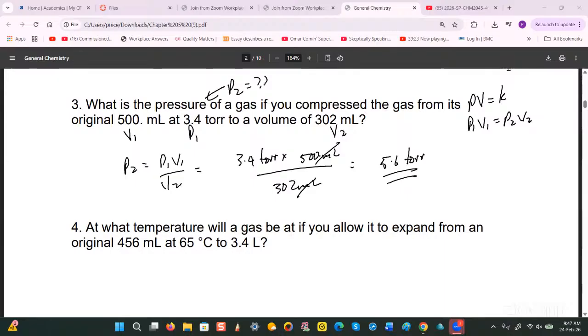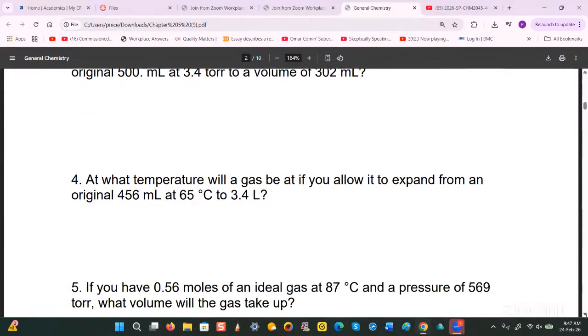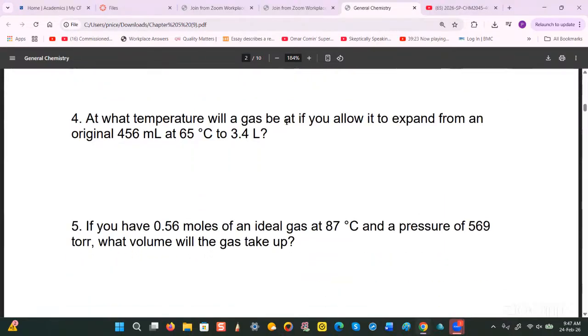And scroll down to number 4, which says, at what temperature will a gas be if you allow it to expand from an original 456 milliliters at 65 degrees Celsius to 3.4 liters? So the law that comes to mind when it comes to this particular question is Charles' law, which is V1 over T1 is equal to V2 over T2.